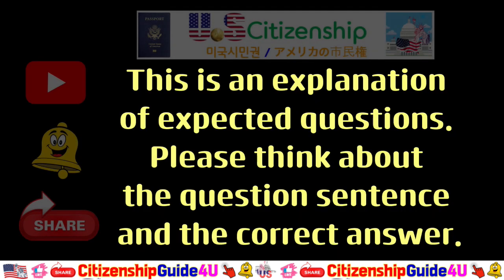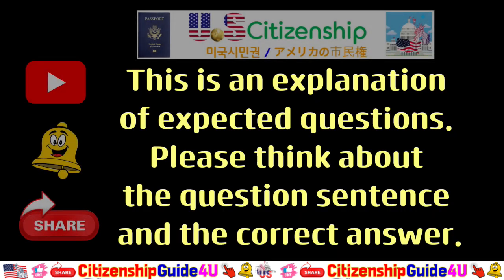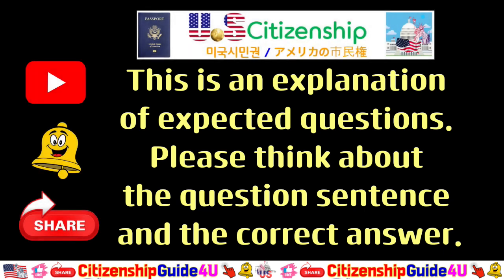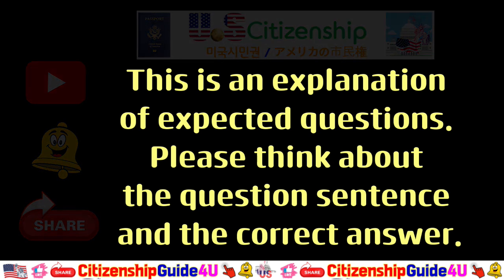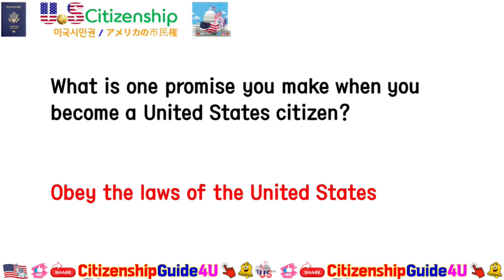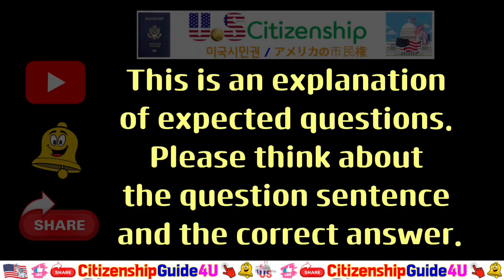When you become a U.S. citizen, you renounce allegiance to other countries, uphold the U.S. Constitution and laws, obey U.S. laws, and serve in the U.S. military when necessary. Serve your country in times of need, and swear allegiance to the United States. What is one promise you make when you become a United States citizen? Obey the laws of the United States.